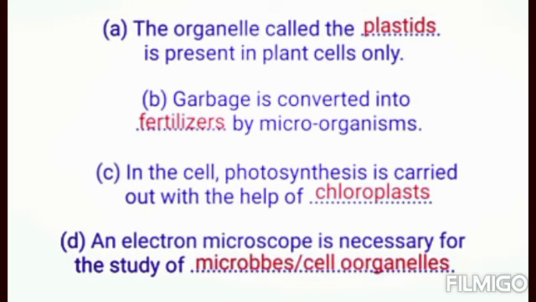Answer is fertilizers. C. In the cell, photosynthesis is carried out with the help of chloroplast. Answer is chloroplast. D. An electron microscope is necessary for the study of microbes and cell organelles. Answer is microbes and cell organelles.